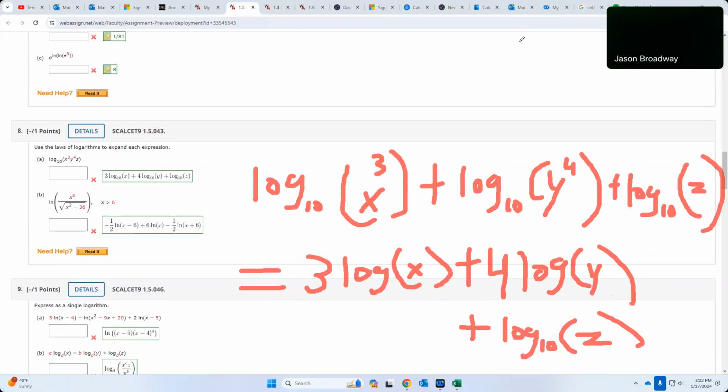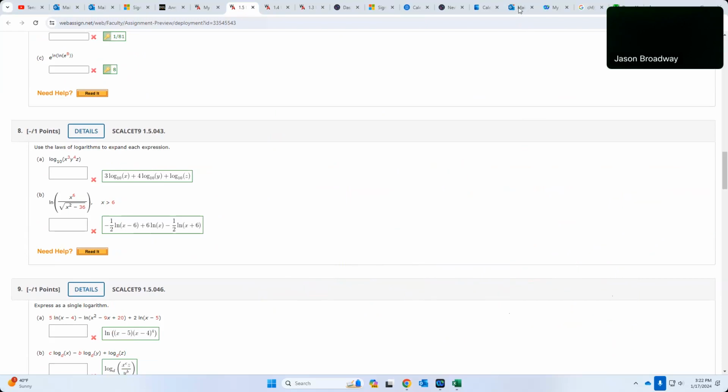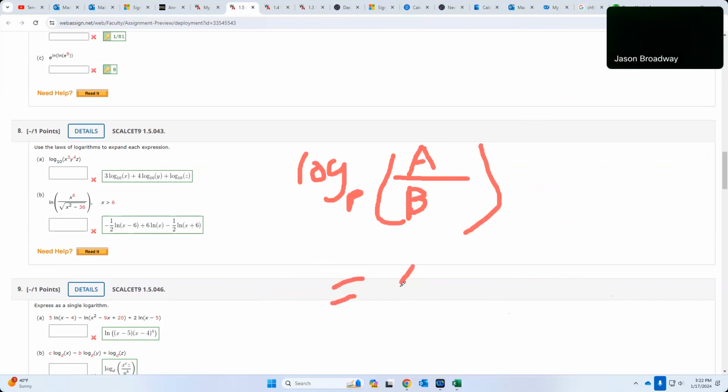So now, if you divide, you subtract. Dividing leads to subtracting in the analogous way. So the positive log p of a over b is going to equal log p of a minus the log p of b.